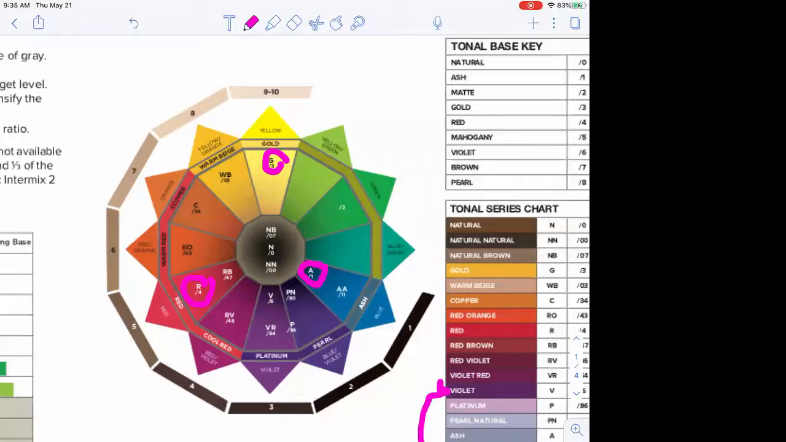I mean, when you get into like gray coverage and stuff, it would get pretty tricky. But one of the things that is really cool that Paul Mitchell did is they based their actual tonal bases and tonal series chart over here off of the color wheel. So it makes it almost like Color for Dummies. It's one of the easiest color lines to start out working with. Yeah, so you can totally mix color together. It's just a matter of understanding what's going to happen.